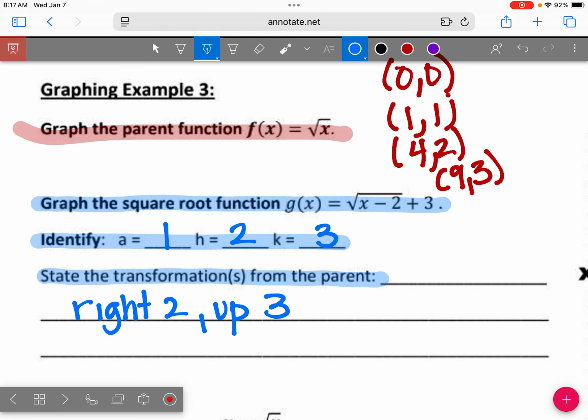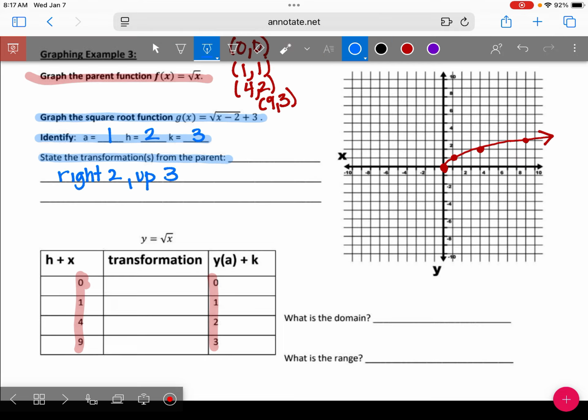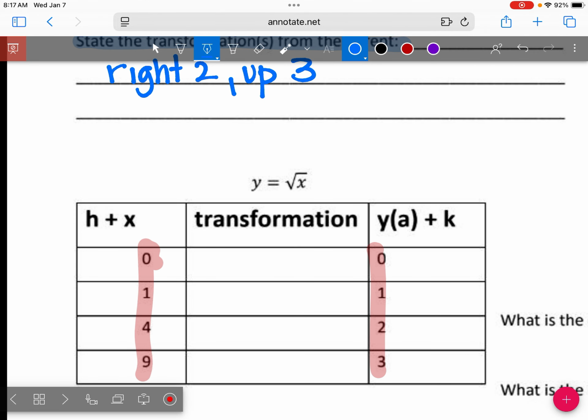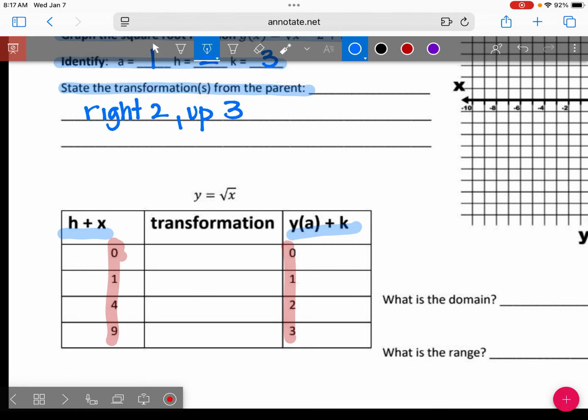So we have our parent table down here. Whenever you do transformations, it doesn't matter what kind of graph it is. It's always h plus x and y times a plus k. So h is 2. So what I want you to do is add 2 all the way down. Let's start off by doing that. Hopefully we're not using a calculator for 2 plus 0, but if you are, I'm not judging you out loud. So then there's a 2. Then you have 2 plus 1, 2 plus 4, and 2 plus 9.